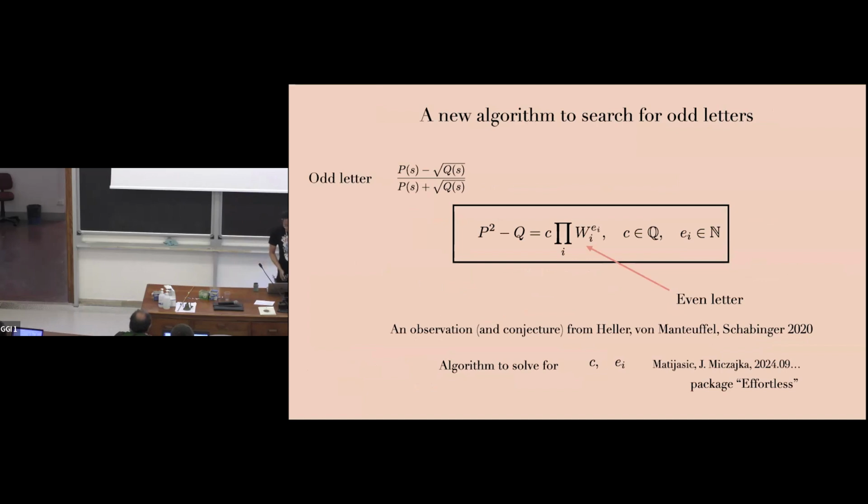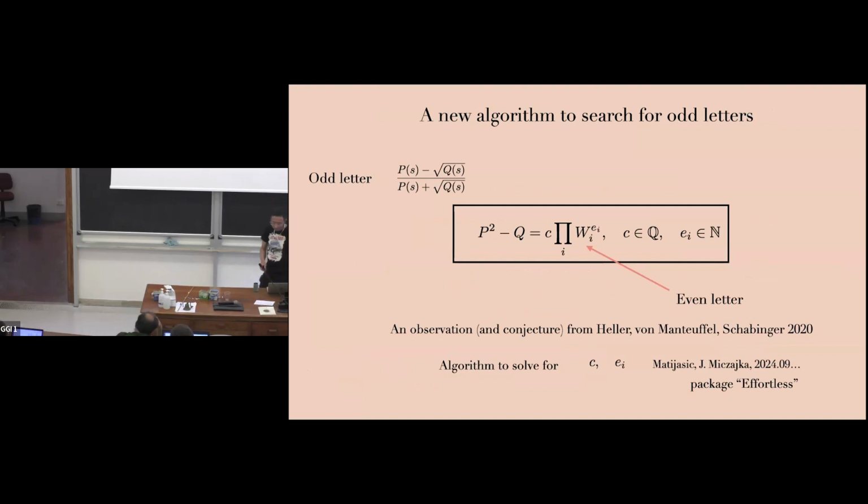So our collaborator designed a new package. Suppose you know the square root but you don't know P here. There's another conjecture. From Mandelbrot's group, they conjecture that for the odd letter, if you multiply upstairs and downstairs, then P squared minus Q should be some constant times a combination of the even letters. So this is their conjecture.